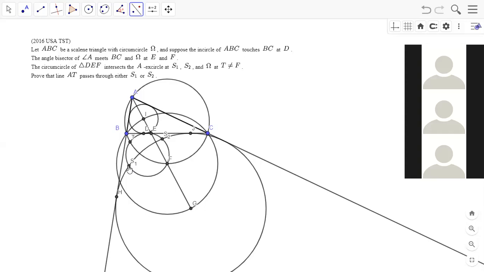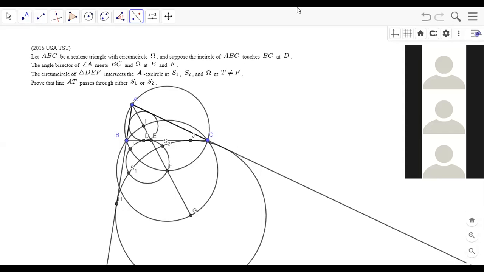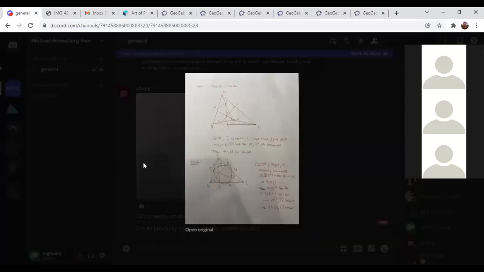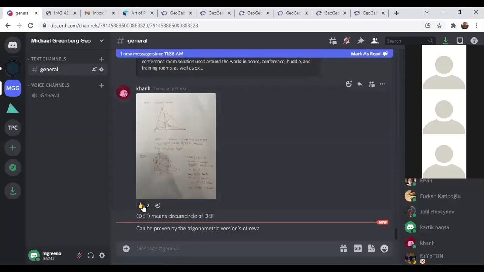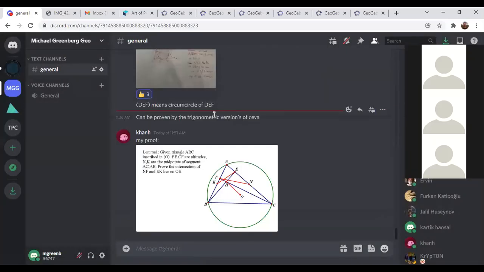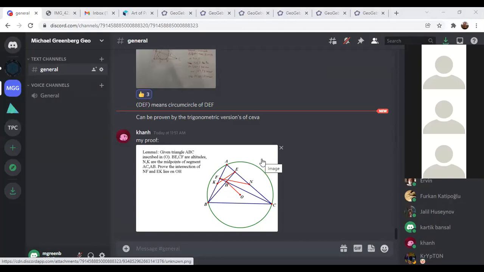Hey, Michael, I'm sending the solution of the previous problem to our Discord. Okay, sounds good. Yeah, I wrote it down. All right, I'm just gonna paste it in. Actually, I think you can paste pictures on GeoGebra. Let me try it out.